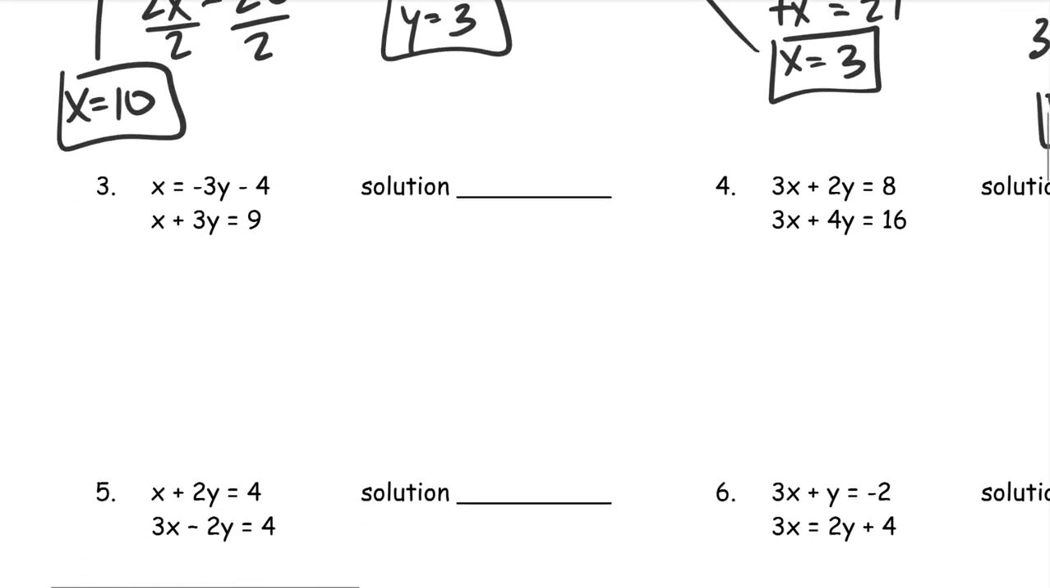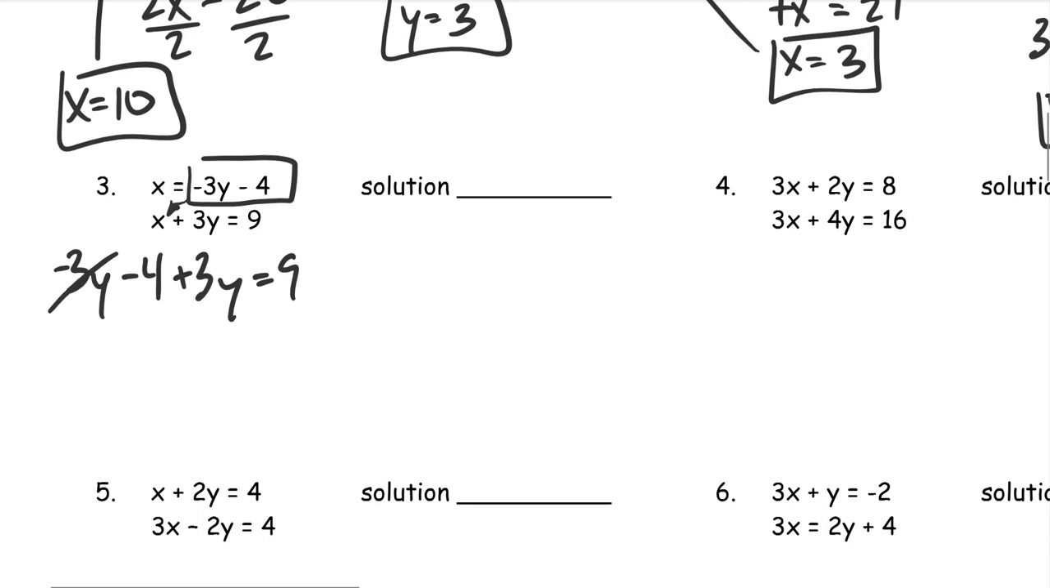Number 3, we're already solved for x, so because we're already solved for a variable, I can substitute that in for x in my other equation. So I can say negative 3y minus 4 plus 3y equals 9. So negative 3y and positive 3y cancel each other out. Does negative 4 equal 9? No, so we have no solutions.